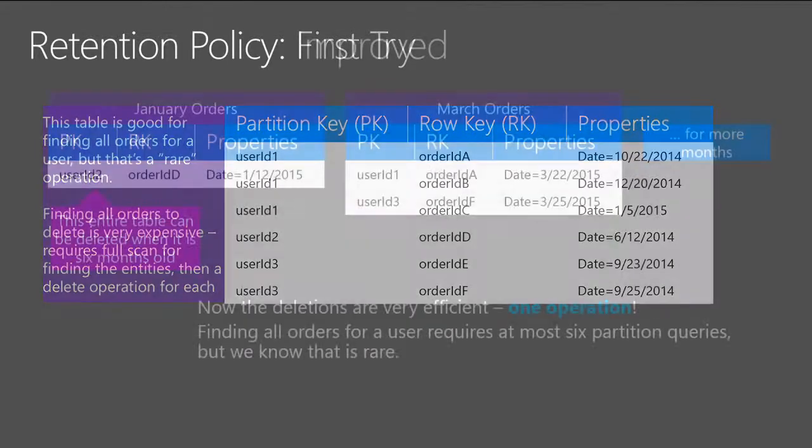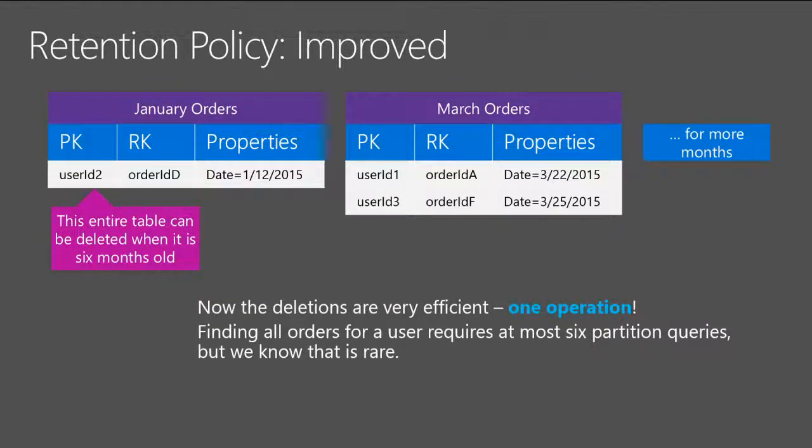So let's try this a different way. So this was the solution that we used in that particular case. Instead, we said, let's create one table for every month. So every month, we'll create a new table. So you see January and March up there. Just assume February and April and May are all up there too.